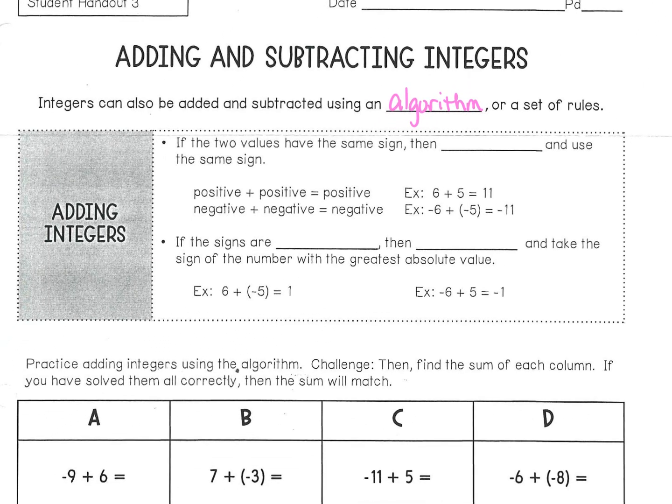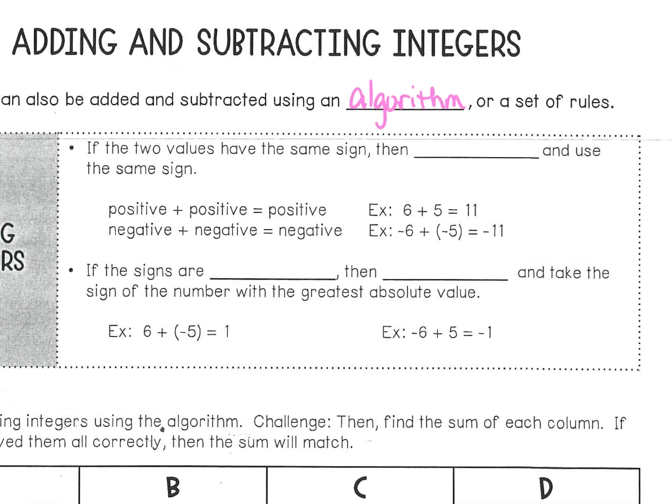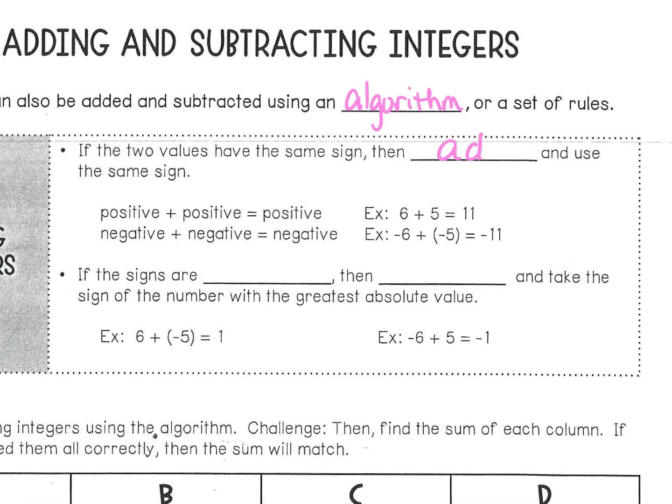So adding integers, if the two values have the same sign, then we're going to add and use the same sign. So if it's positive and positive, 6 plus 5 is 11. Now if it's negative, negative, we're still going to do 6 plus 5, which is 11, but since they're both negative, I owe 6, I owe 5, I'm going to owe 11.